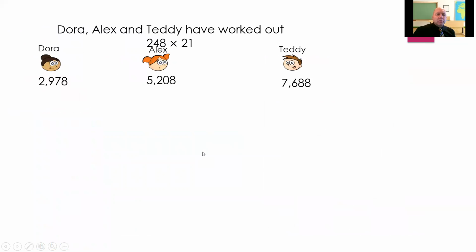Right, Dora, Alex, and Teddy have worked out 248 multiplied by 21. And these are the 3 answers. Dora thinks it's 2,978. Alex thinks it's 5,208. And Teddy thinks it's 7,688.